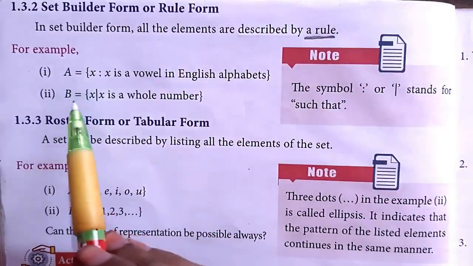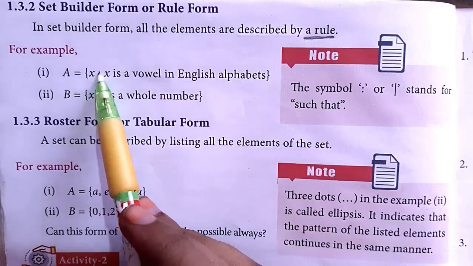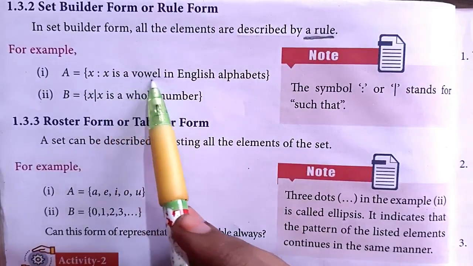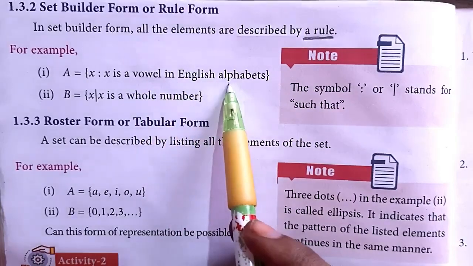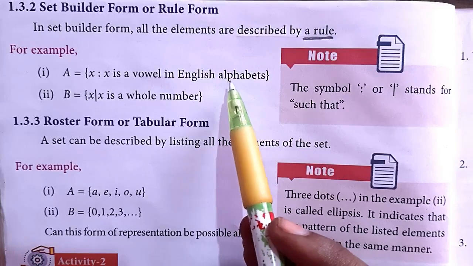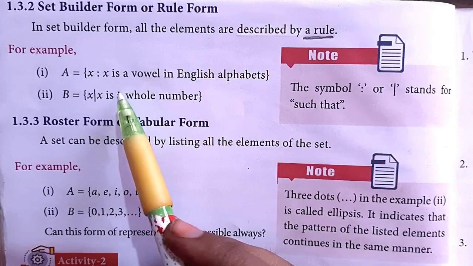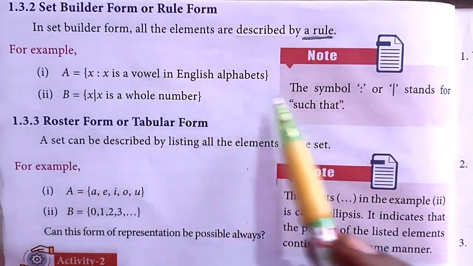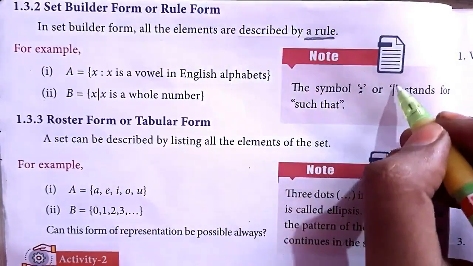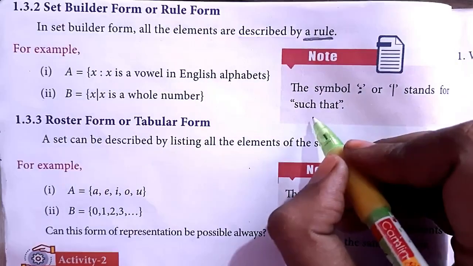For example, x equals the set of all x such that, the symbol is 'such that'. Okay, x is a vowel in the English alphabet. The same example we gave in the descriptive form, that is in words, but here we use the rule form, otherwise called set builder form. Look at this symbol. This symbol means 'such that'. Otherwise we can use a straight slash. It also stands for 'such that'.